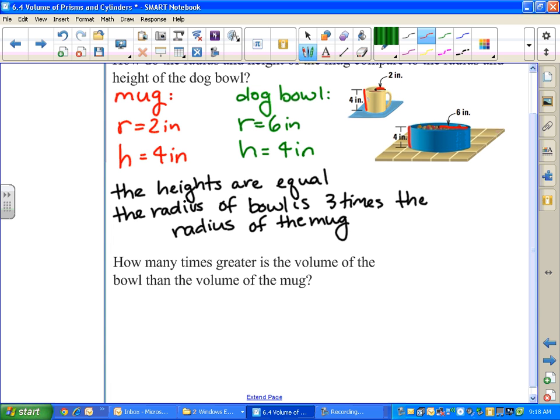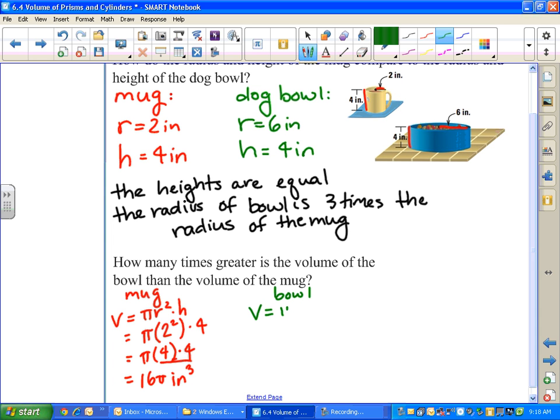So let's start with the mug. The volume equals pi r squared times the height. So it's going to be pi times 2 squared times the height, which is 4. So that's pi times 4 times 4. 4 times 4 is 16. So that's 16 pi, and that would be cubic inches.